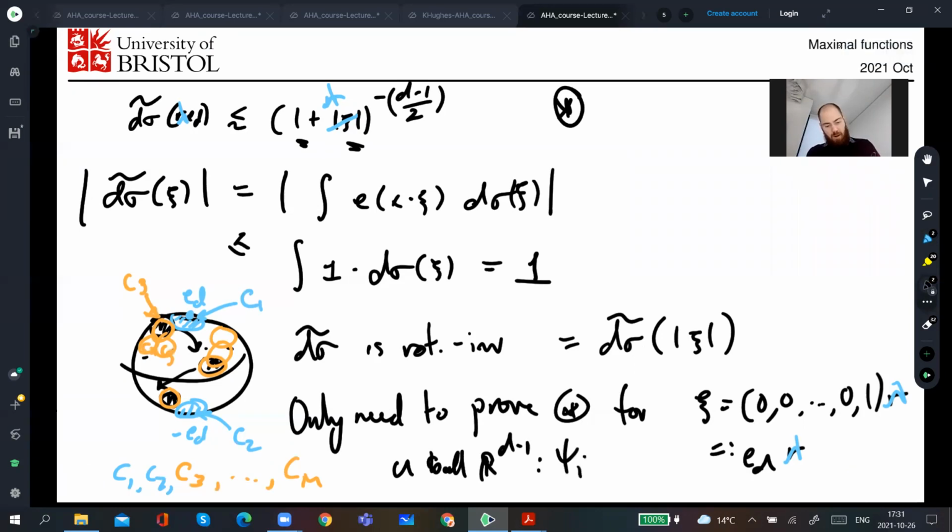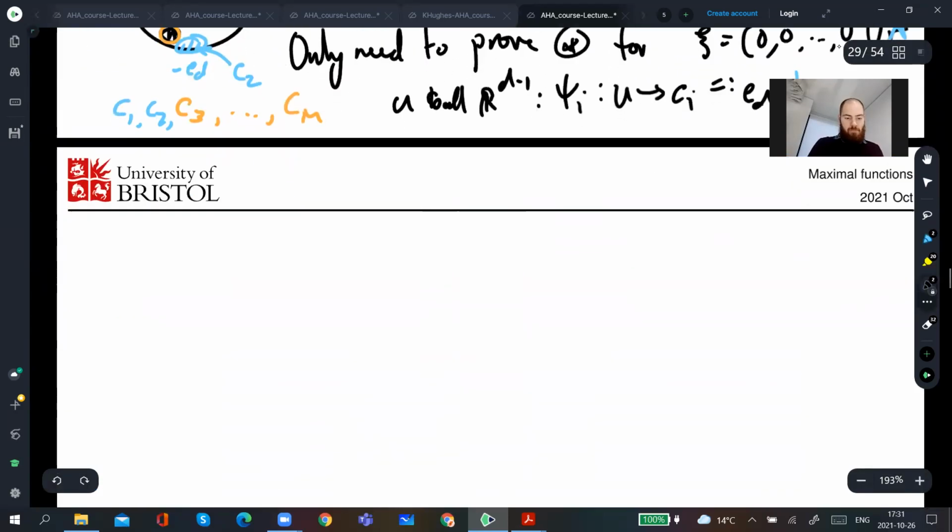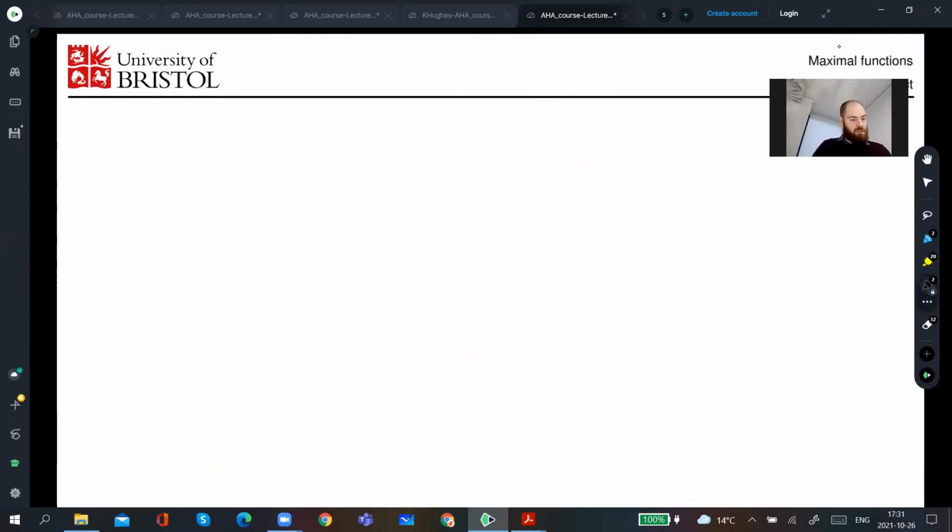Which go from U to each cap, Ci. Okay. And when I do that, I get to write down my measure as this sum. So d sigma is actually a sum of measures, one for each cap.